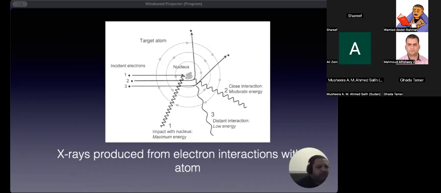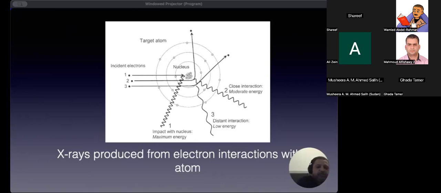So now we're going to talk about the spectrum, actually, what's going to be expected when we use, for example, electrons that hit a target. So the interactions of these electrons as they interact with an atom of a target. So we're talking about one single atom. So we can have X-rays produced from electrons. We will have bremsstrahlung.